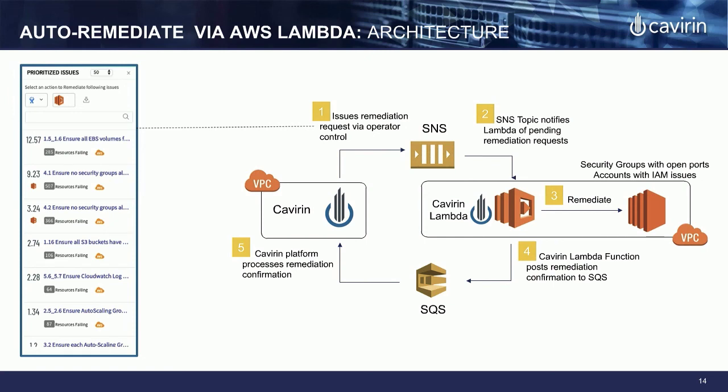And then once we get a confirmation back from AWS, we push the confirmation notifications to an SQS, again, a Simple Queuing Service system, which the Cavirin server is listening for as part of step number 5, and that completes the cycle of the remediation workflow. So let's take a look at a demo that Dave will show us in the next few minutes.